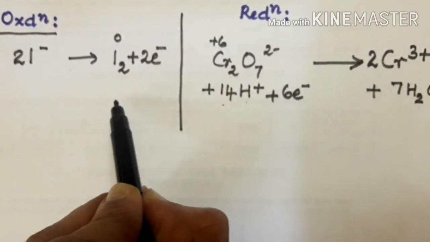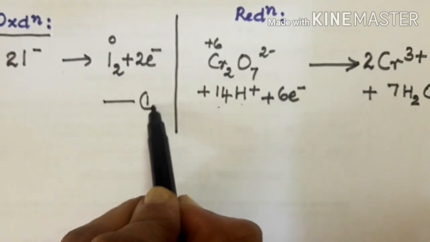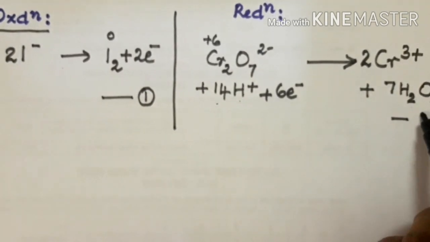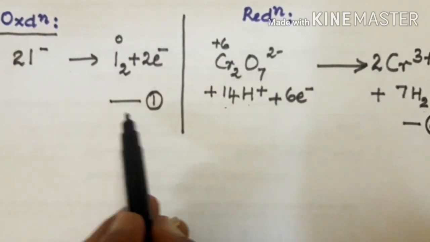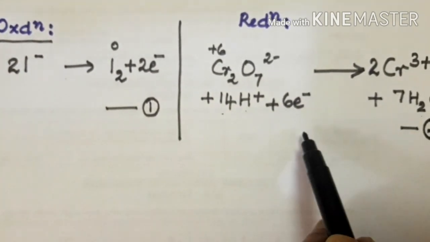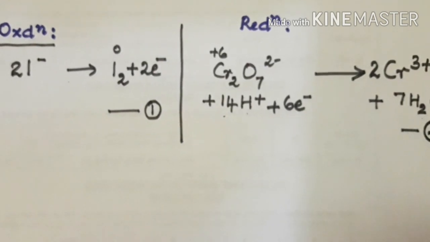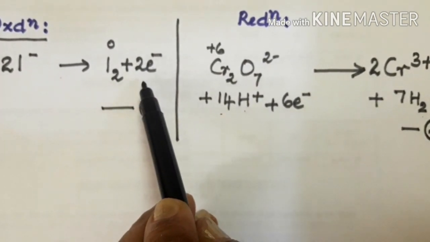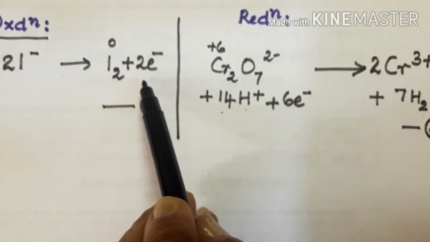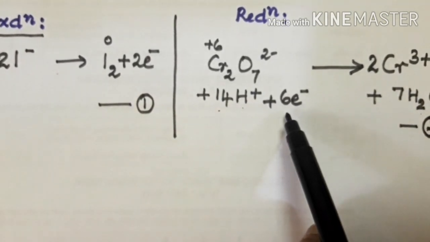So you find that the first equation is the oxidation half, whereas the second equation is the reduction part. Now whatever electrons are lost in the oxidation part will be gained by the reduction part.